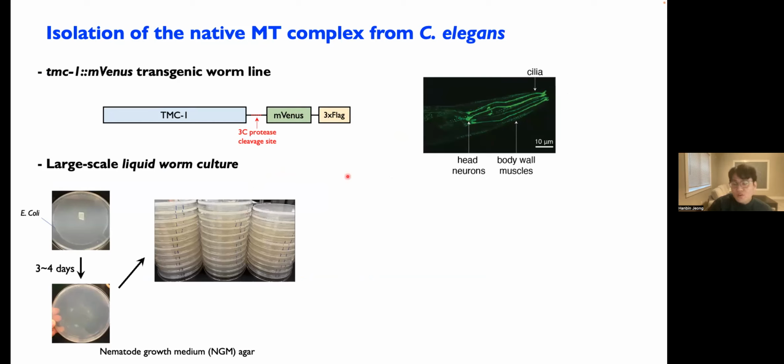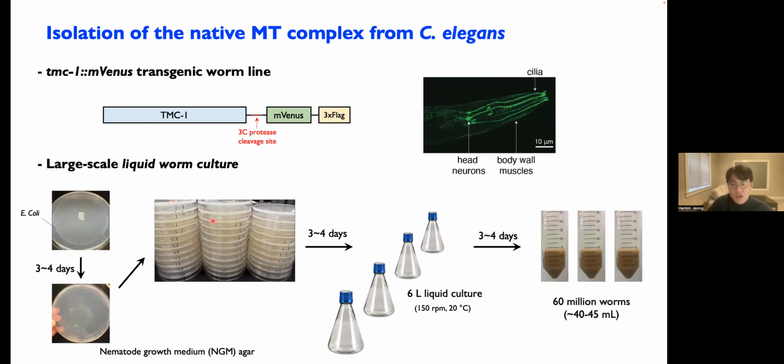To grow a large number of worms, we used a liquid culture system, and we use bacteria as the food source for the worms. Initially we use this NGM agar plate for growing a large number of worms. After that, we transfer the worms to a flask and do liquid culture to produce a large quantity of C. elegans. Finally, as a result, we could get around 60 million worms from the culture, which is around 40 to 45 milliliters volume of worms.